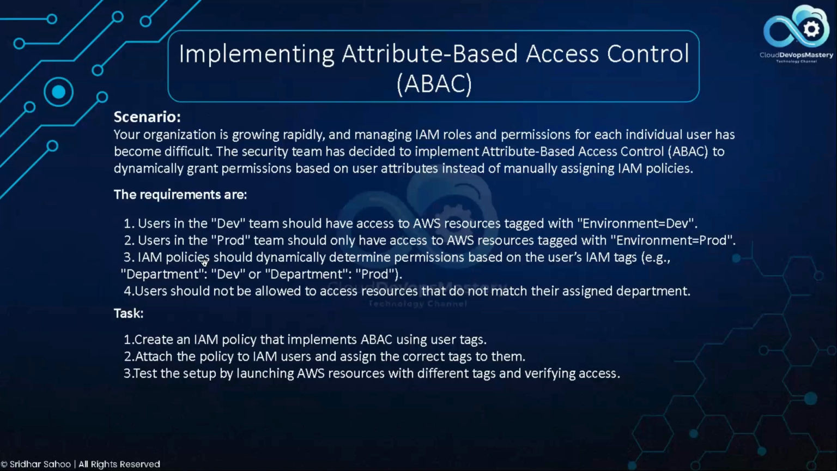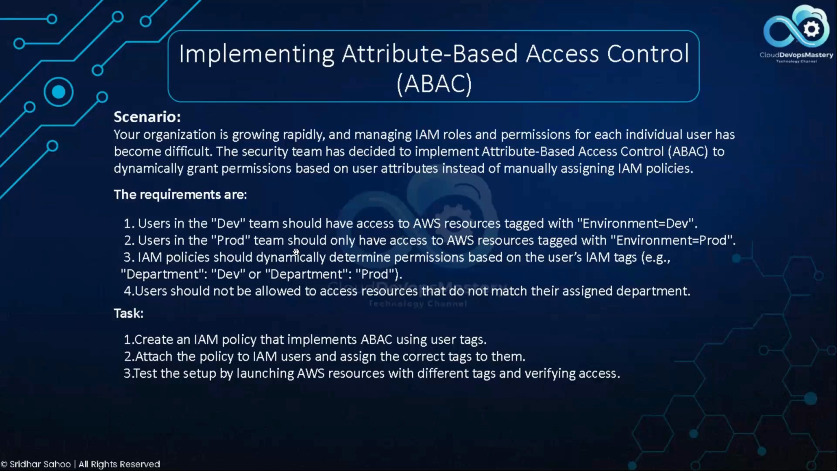So the requirements are there. Let's say the requirement is what I have discussed. Users in the development team should have access to AWS resources tagged with the environment as dev. That means the IAM users who are part of the development team will have access to the machines or AWS resources, like EC2 or any other resource, that are tagged with dev. Environment is your key, dev is your value, so whichever are tagged with environment equal to dev.